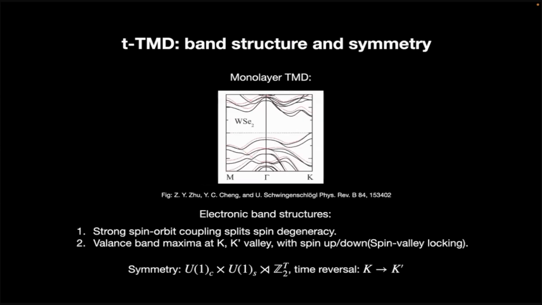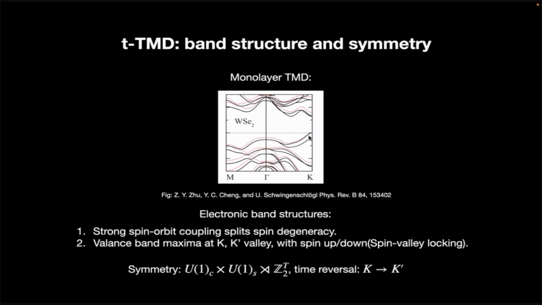Okay, so first of all, allow me to briefly review the band structure and symmetry of twisted TMD materials. Here I'm showing the band structure of one of the monolayer TMD materials. There are some very important properties of the band structure. We have a very strong spin-orbit coupling, which splits the spin degeneracy, as you can see here at the K point. The dotted red line is the band without spin-orbit coupling, and after introducing spin-orbit coupling, the band splits into two.